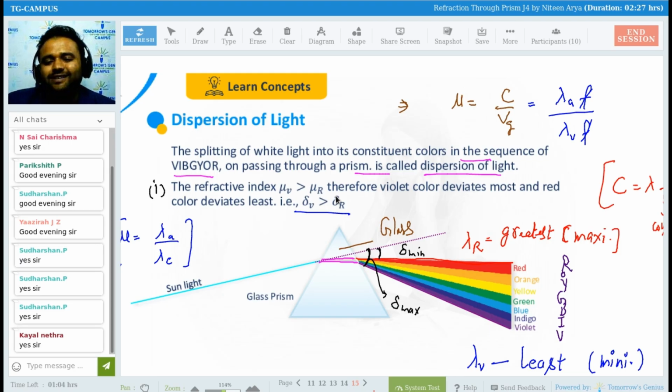The reason is that the angle of deviation for orange color is high and the angle of deviation for indigo color is less. So both assertion and reason are true, and the reason is the correct explanation. Or assertion and reason both are true, but the reason is not a correct explanation. Or assertion is correct, reason is false. Or assertion is false, reason is correct.